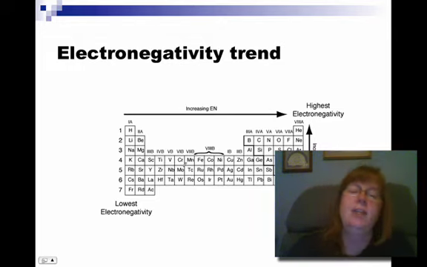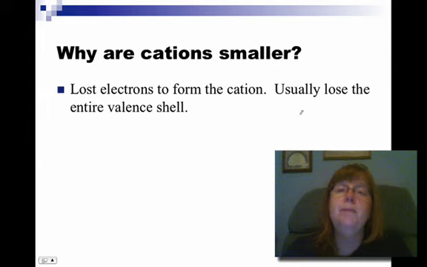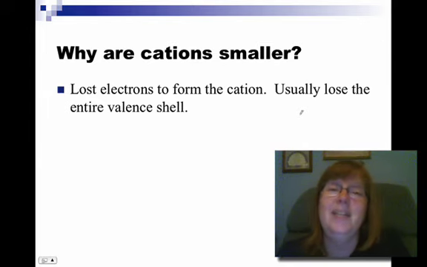So why are cations smaller? Well, when you remove an electron, a lot of times you're losing an entire valence shell. So when you lose a shell, of course, the atom is going to be smaller now. So cations are always smaller than the parent where they came from. And the anions are always larger.